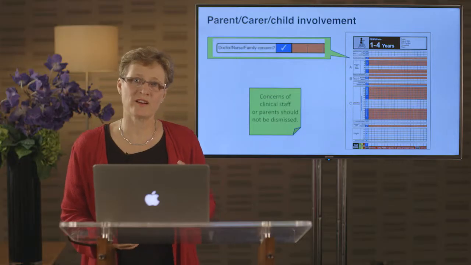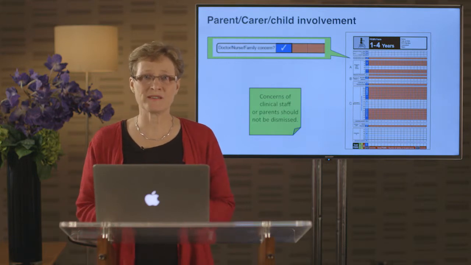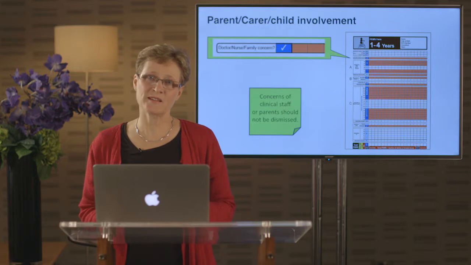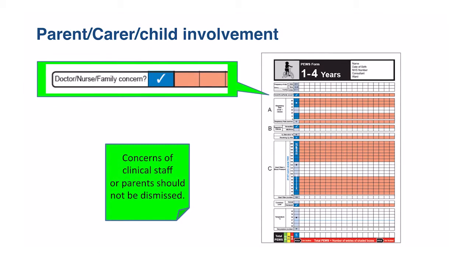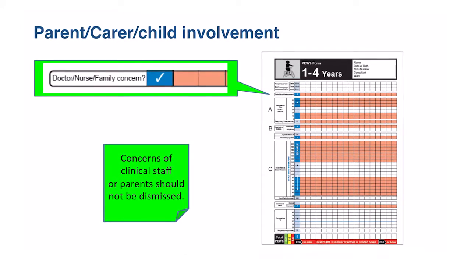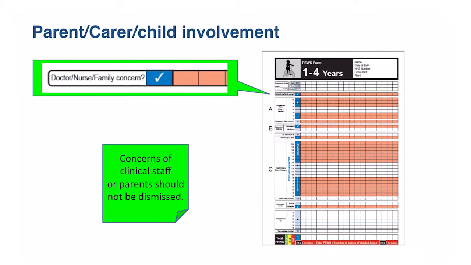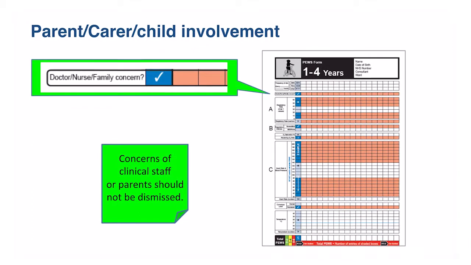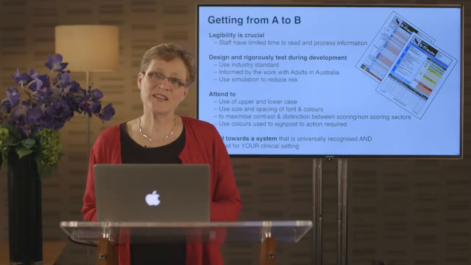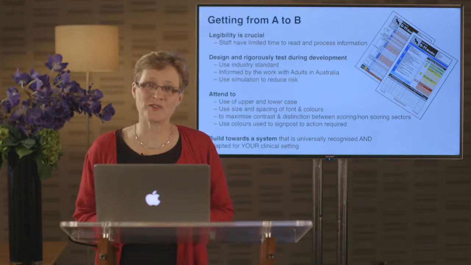We've already said that parents and carers often know their child best. If they're concerned, then other people should be concerned too. And this chart has a place for that to be recognised. But it can also be used by doctors and nurses. When the scores aren't actually triggering and saying there's a problem, we ignore our sixth sense at our peril. So that's why this is built into this form here. So these are just some of the changes that we introduced.